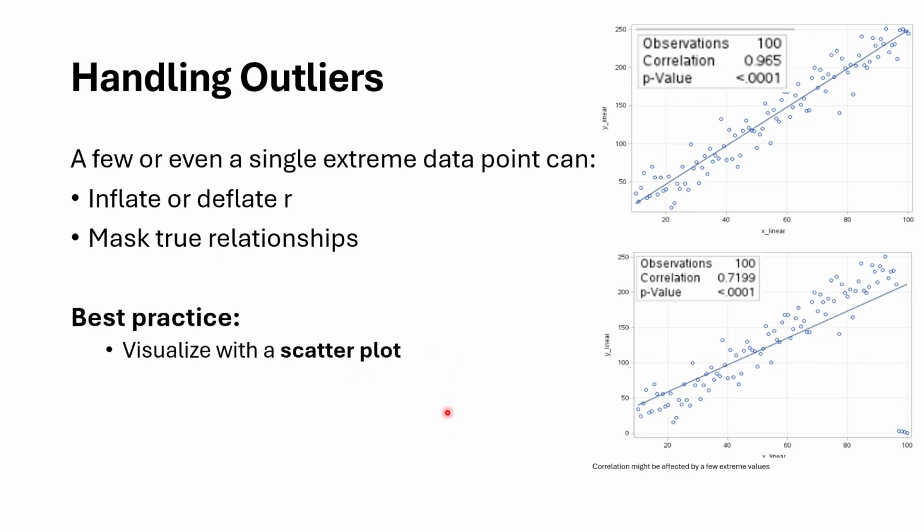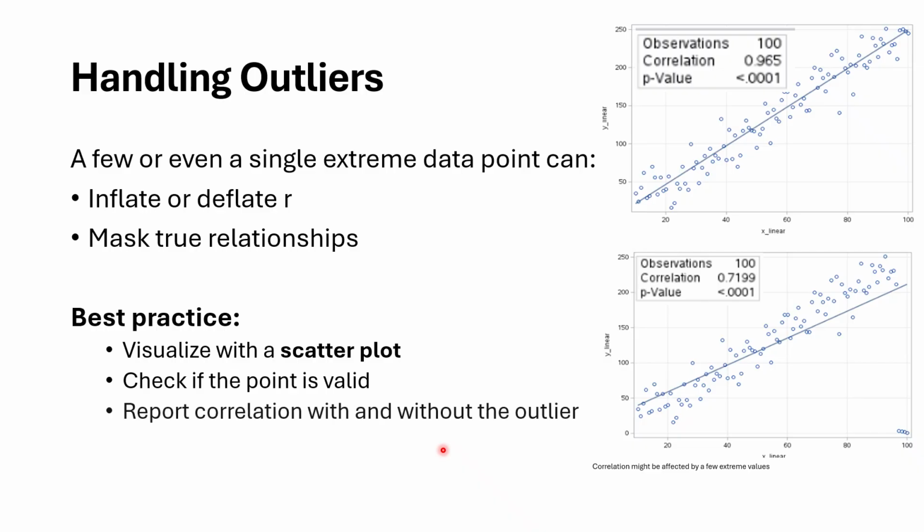The best practice is that we visualize with a scatter plot before we run Pearson correlation and see if there are any points which are valid. And when it comes to results, we normally report the correlation values with and without the outliers.